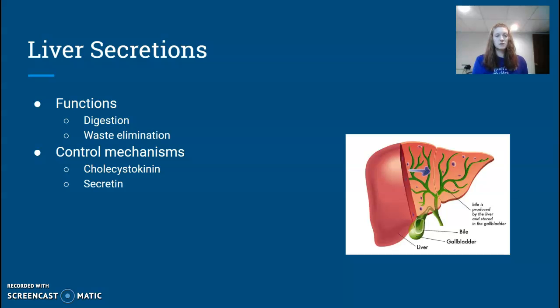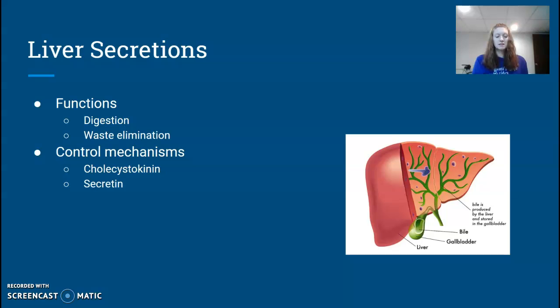The liver secretions are controlled by two hormones, CCK and secretin. CCK is released in response to fat entering the duodenum. When released, CCK will stimulate the gallbladder to contract. This forces bile into the common bile duct and then into the duodenum.